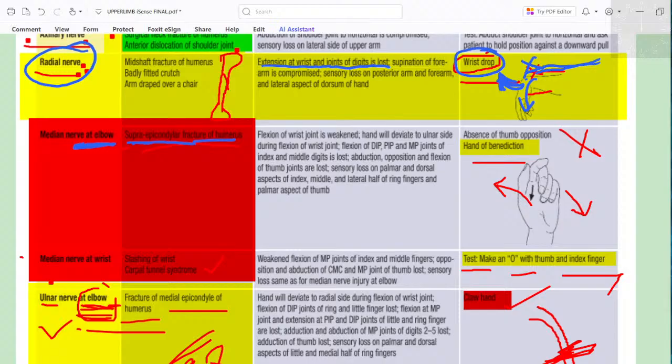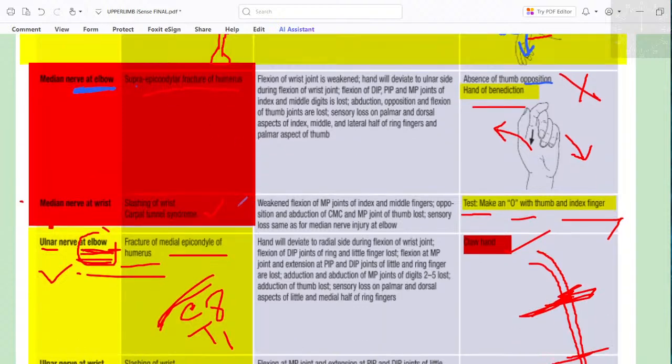Then at the elbow joint, what will happen? Thumb opposition will be impaired. So it will look like the hand of benediction, like this picture. In the question, they will write that opposition of the thumb is impaired. A patient presented to accident and emergency with this fracture and is found unable to oppose the thumb. Which nerve is injured, and at which level? Elbow level. Proximal. Elbow.